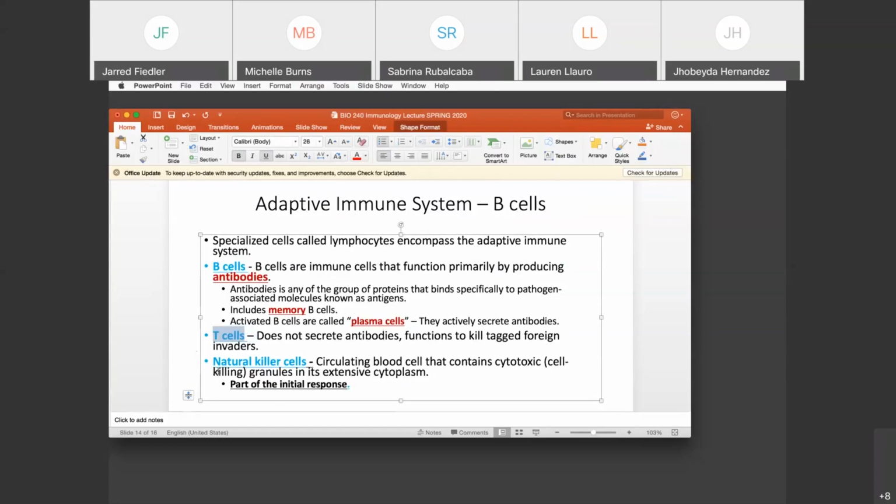Now, the natural killer cells are part of it. I mentioned macrophages. Macrophages and natural killer cells are actually part of both the innate and adaptive immune systems. These circulate your blood and they contain cytotoxic granules. Now, this cytotoxicity is going to be similar to your cytotoxic T cells. They're going to act in a similar fashion.